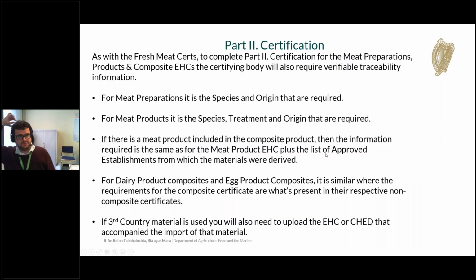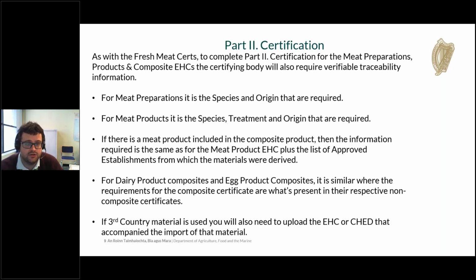So, as with the fresh meat certs, you will actually need to provide the certifying body information in addition to what you've put in to that identification of the commodities row. So the certifying body will require verifiable traceability information for the following. I've broken down by the certificate type. So for the meat preparations, it'll actually be quite apparent, but you will need to include the species and the origin of the animals. So you might have the approval code of the plant in the identification of the commodities row.